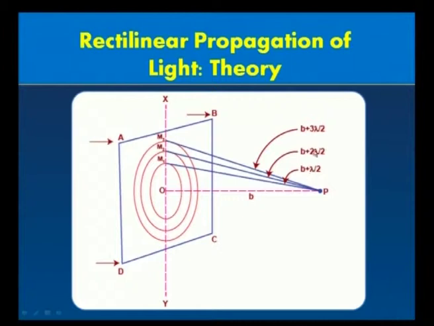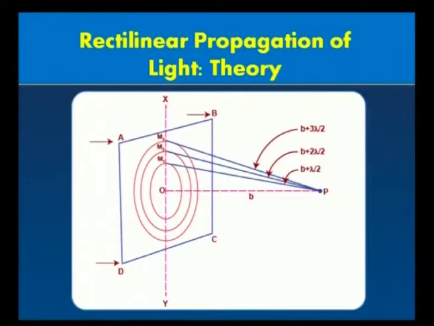So, what is the path difference? Here it is lambda by 2, here it is 2 lambda by 2. So, the path difference is lambda by 2. A path difference of lambda by 2 will correspond to how much time difference? A time difference of T by 2. So, the light coming from here, the path difference between these two light beams is lambda by 2.